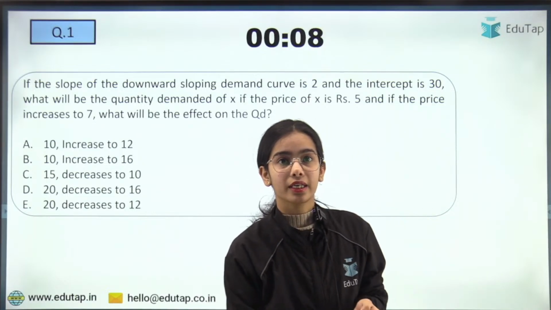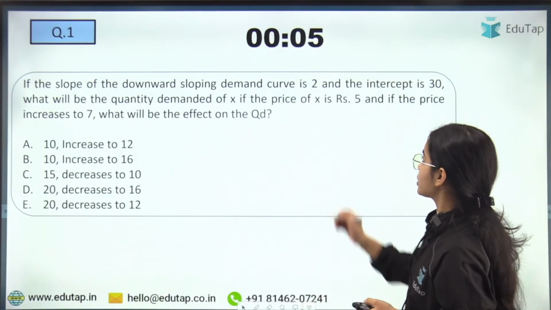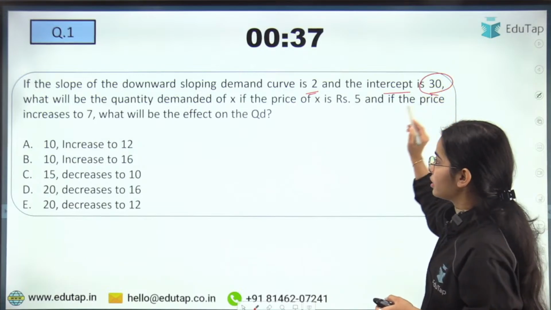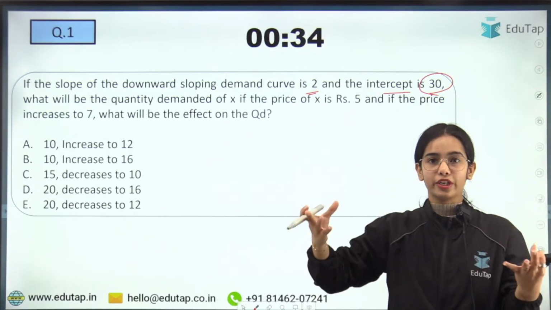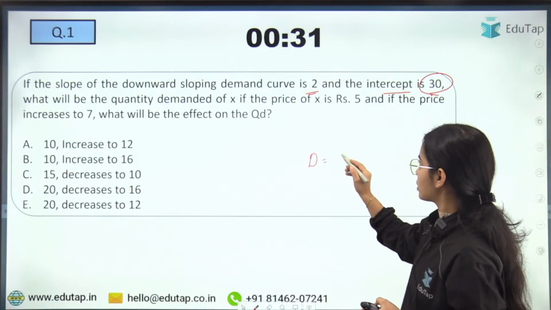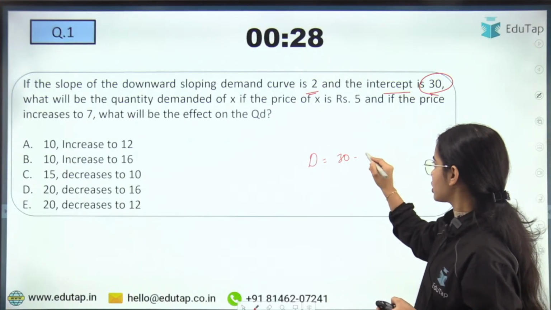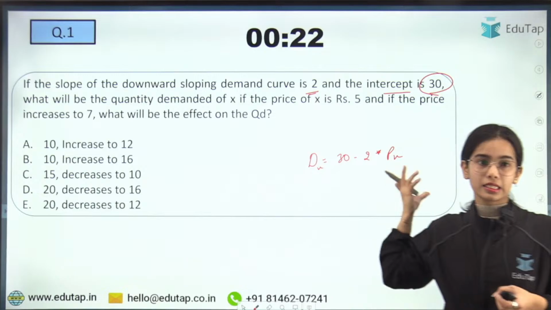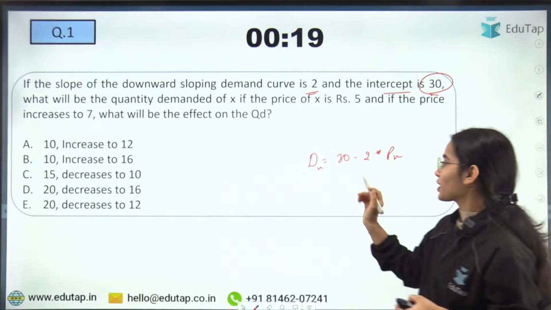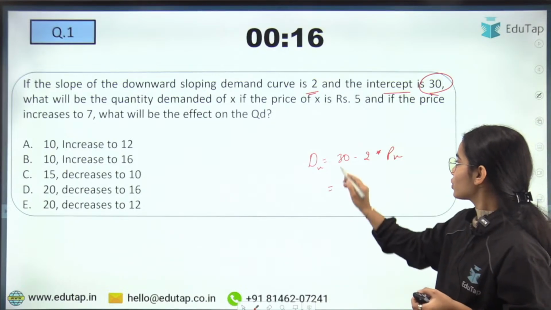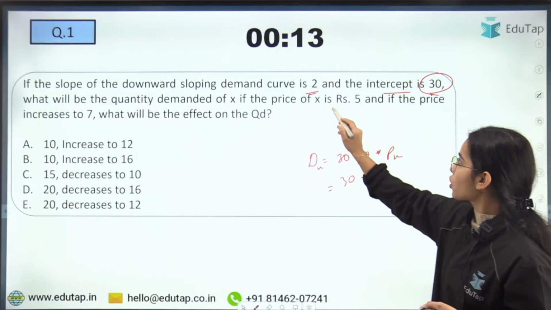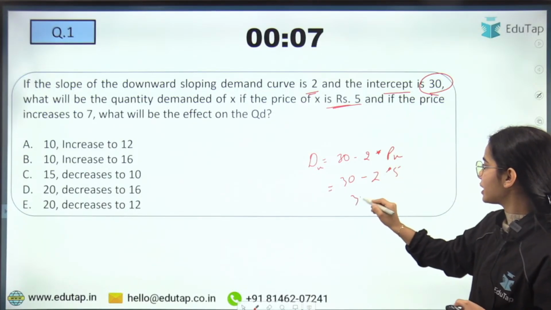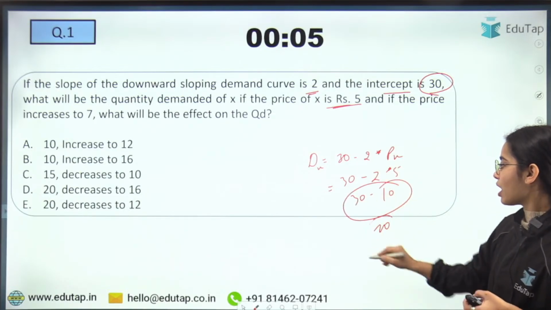So the first question is regarding the slope of a downward sloping demand curve, which is 2. The intercept is 30. So first of all, what is the equation for the demand curve? Demand is equal to the intercept, that is 30, minus 2, the slope, multiplied by the price of x. So demand of x is this equation. This is a very easy question. The price of x was 5, so that is 30 minus 10, which is 20. Demand of x is 20.